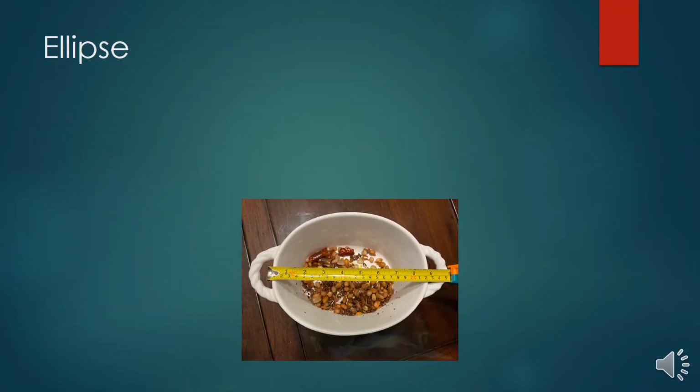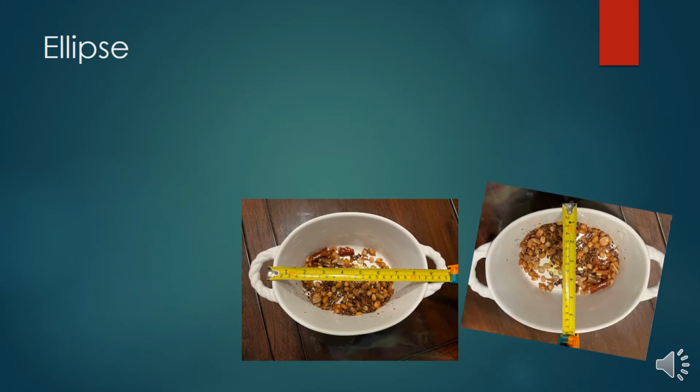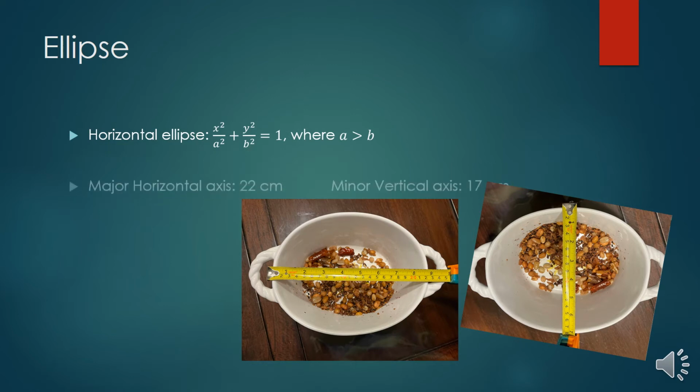So I chose to measure the ellipse, which is the bowl container. It's a horizontal ellipse, so it's x squared over a squared plus y squared over b squared equals 1, where a is greater than b.